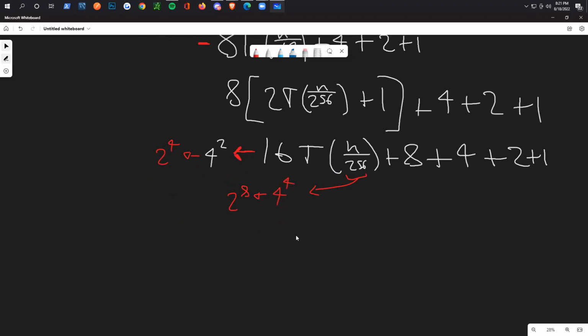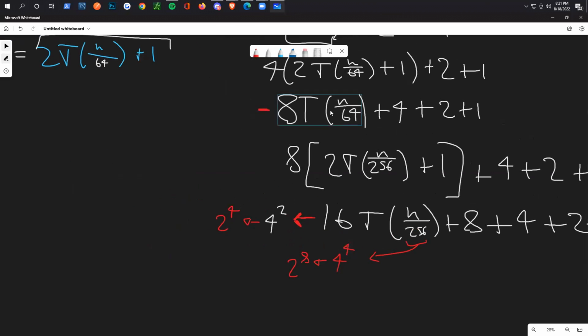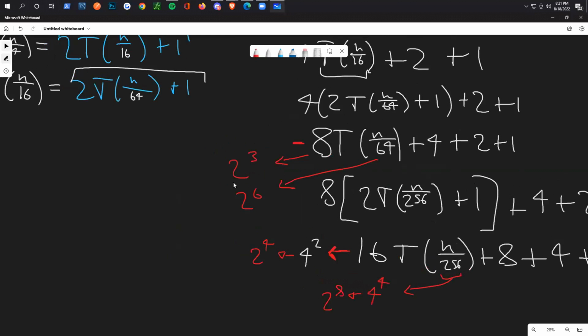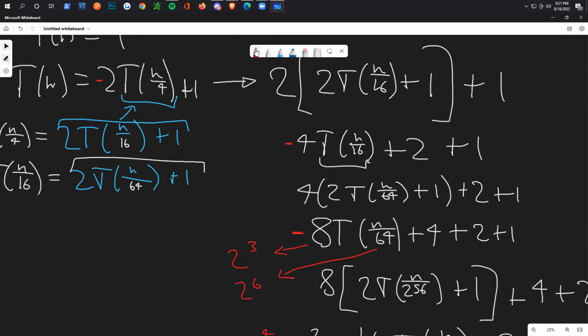Okay, so we notice how at most iterations, this is how these things are changing. So let me just write this right here real quick. So this is 2 to the 3. 64 is 2 to the 6. And let's go one step further up until this one. We don't have to go on this one. You guys will see what's happening, but this is 2 to the 2. And 16 is 2 to the 4.